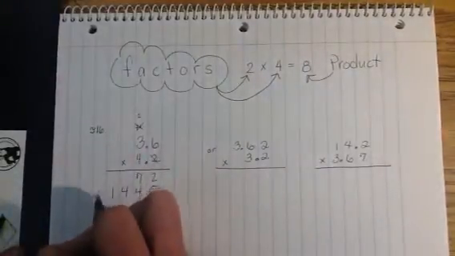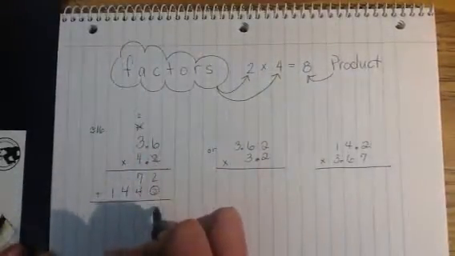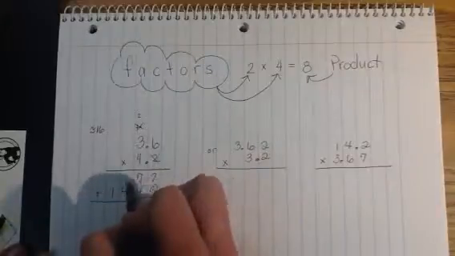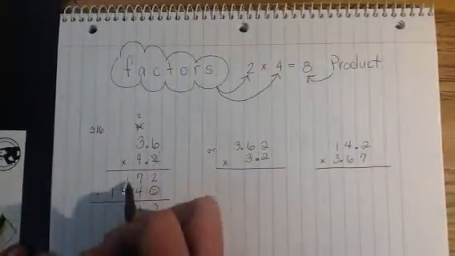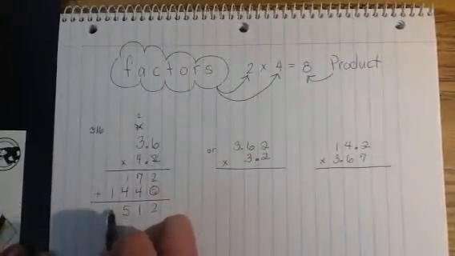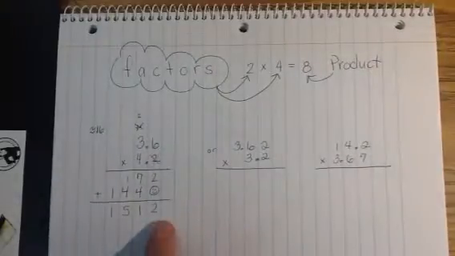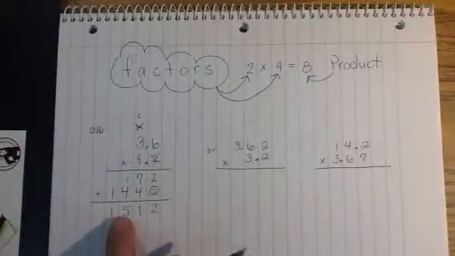These are my partial products, you recall. Add up your partial products. 7, 8, 9, 10, 11. Carry the 1. 4 plus 1 is 5. 1. So now if I stop right there, you'll see that my product right now is 1,512.